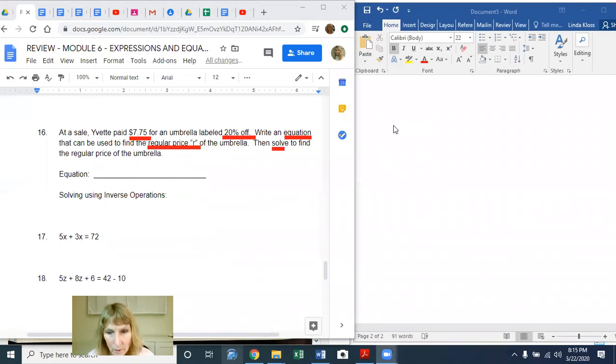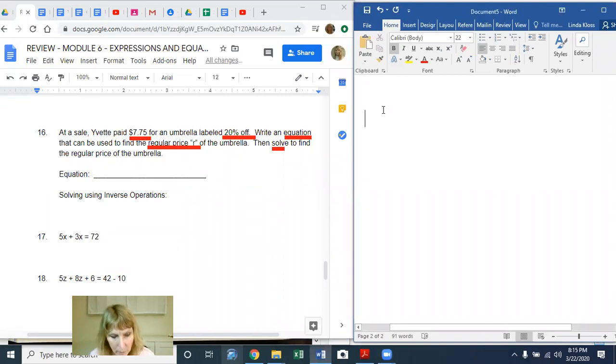Well, we have a couple of things in the problem. We have price paid, and we have a percent off. Now this one's actually a pretty tricky question. Got to remember our percent unit as well. So what was the price that Yvette paid? She paid $7.75. Percent off was 20%.